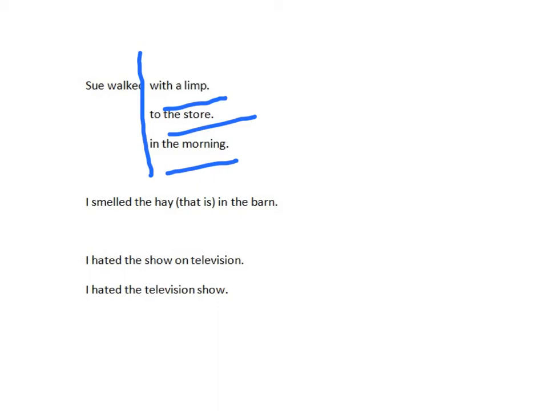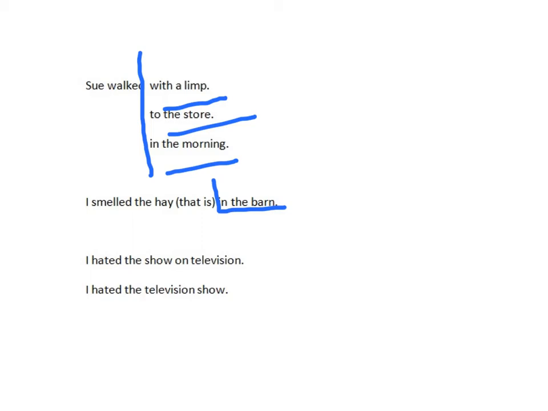The first is to put the relative pronoun and form of be back in the sentence with the prepositional phrase. As with this sentence, if you get the sentence, I smelled the hay in the barn, and you're wondering about in the barn, that's a prepositional phrase, but most of the ones I've seen so far have been adverbial. So how do I figure this out? Well, if you put that is back in, I smelled the hay that is in the barn, then you know that it's an adjectival prepositional phrase.